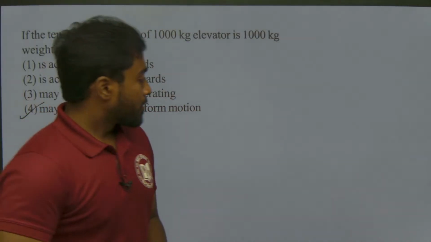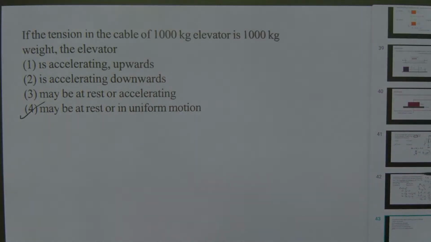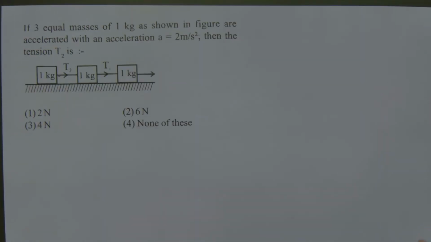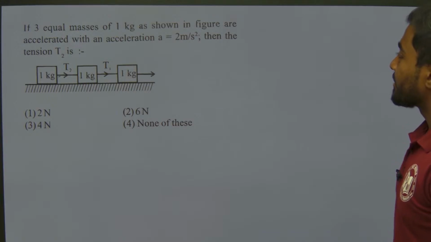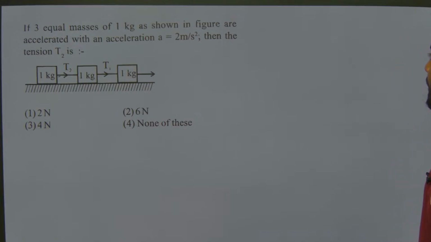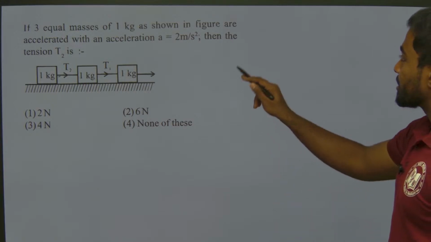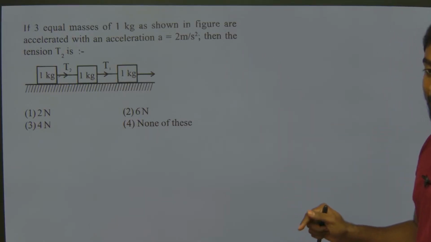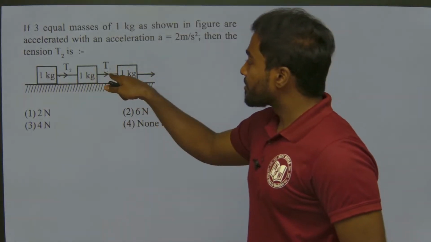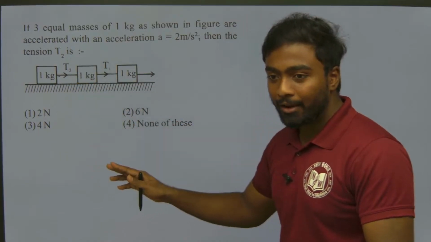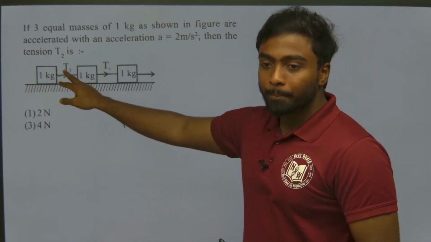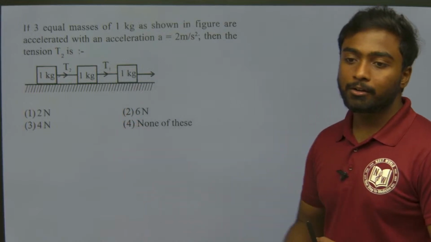Done. So the next one: if 3 equal masses of 1 kg as shown in the figure are accelerated with an acceleration of 2 meter per second square, then what is the tension 2? So this is tension 1, this is tension 2. Why have they taken tension 1 and 2? Because both are different ropes.